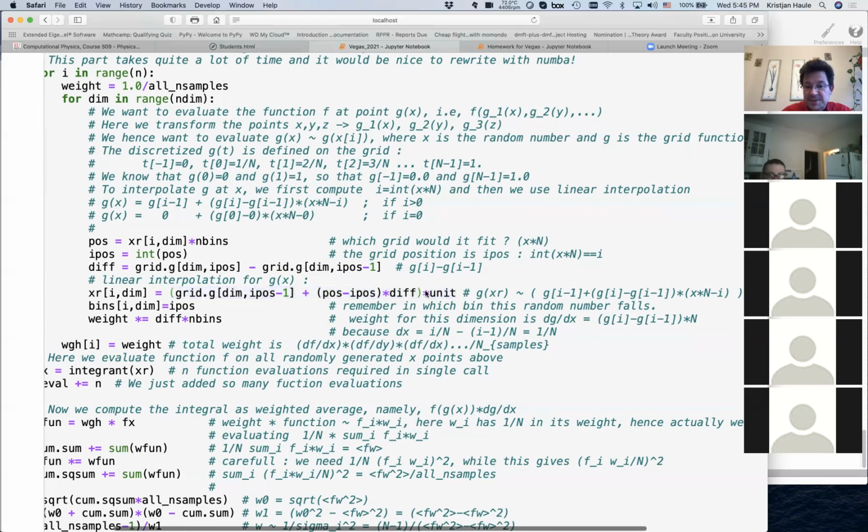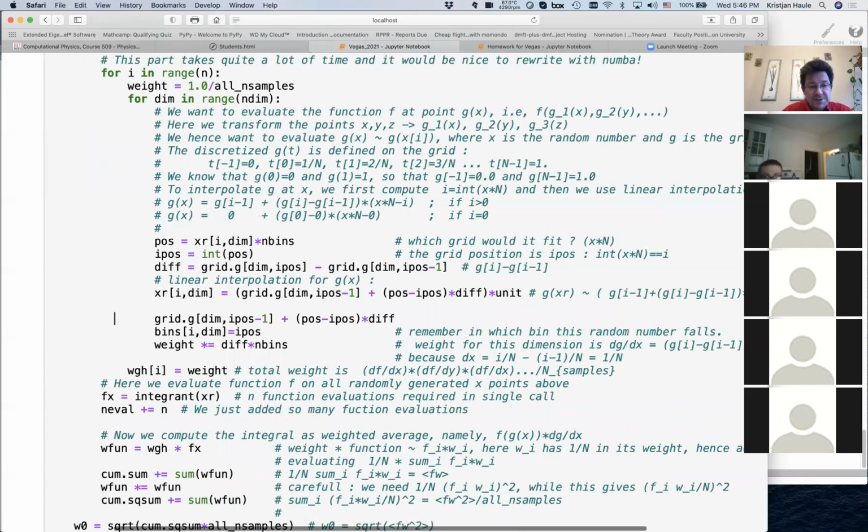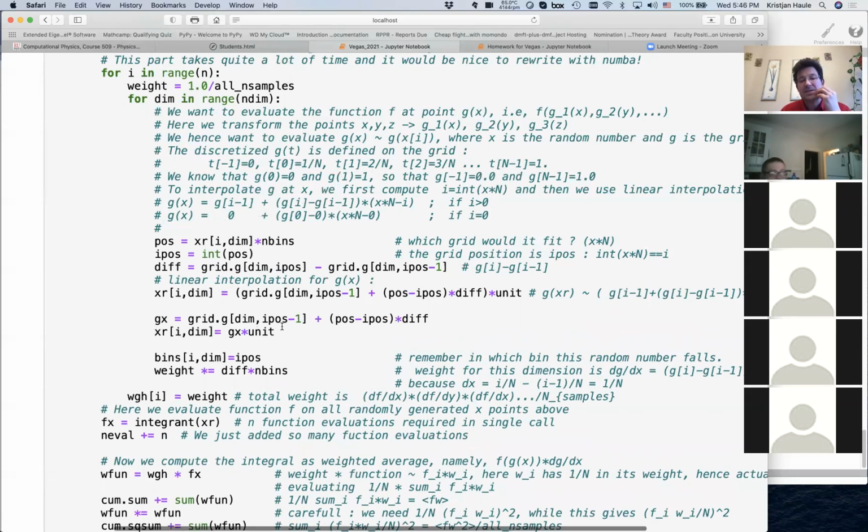So how are we going to need to change this? Let me show you what you're going to need to do. This is something that they're going to ask you for homework. If we are integrating from general point A to B, you're going to need to do the following. So we first evaluate the function gx. This is still our function gx. But then XR of I and dim is not going to be gx times unit. So naively, you would say we are doing just this gx times unit, isn't it? We just stretch the interval from 0 to 1 into the interval from 0 to pi. Okay, we are just stretching it.